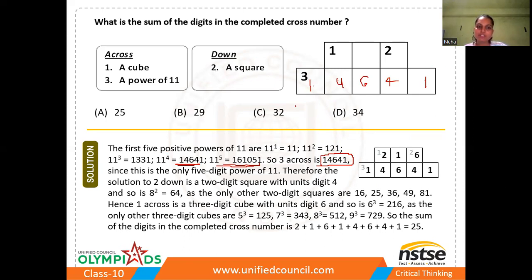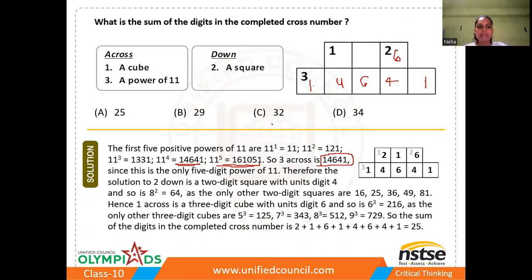Okay, so the 2-digit square is what? I think the unit digit should be 4. So 1 square is 1, 2 square is 4, 3 square is 9, 4 square is 16, this is not 4. 5 square, 6 square, the unit digit is 6. 7 square, 8 square, we have the unit digit as 4. Okay, so it is 64. Correct?